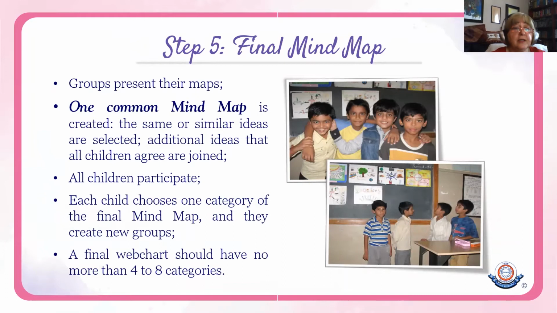In this class, we had, I think also maybe eight categories, because the class was big. But if we have a group of 10 children, it is enough to make two or three categories. Okay, we can now see the general mind map, which was at the end.